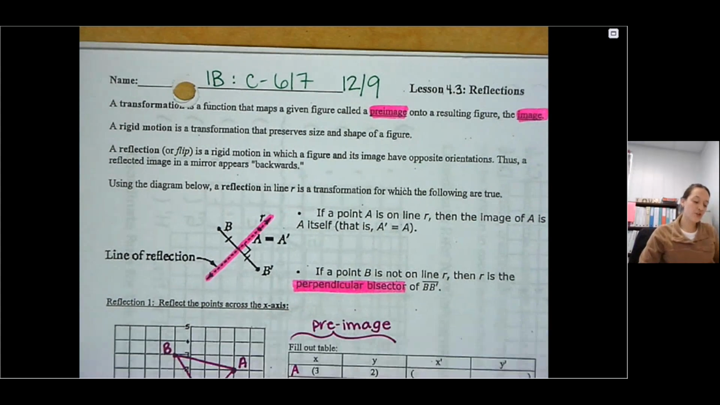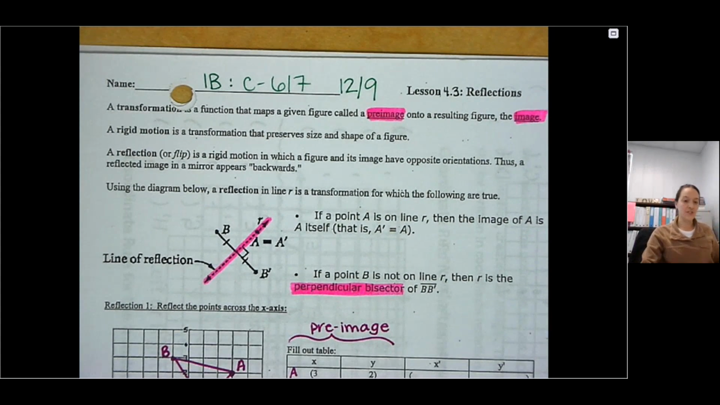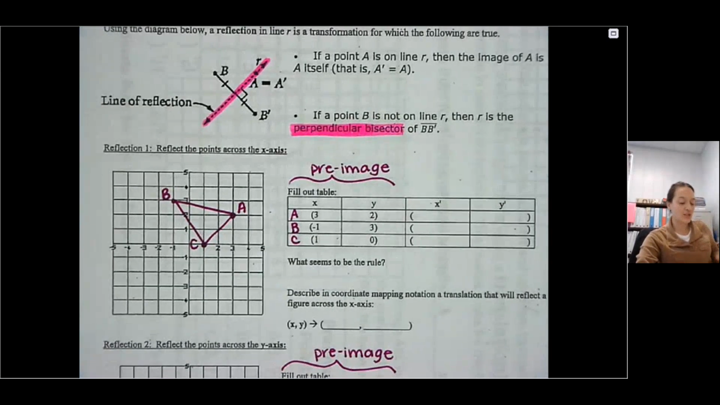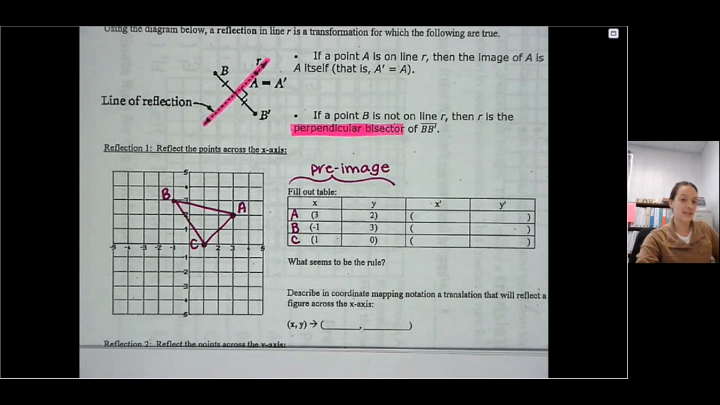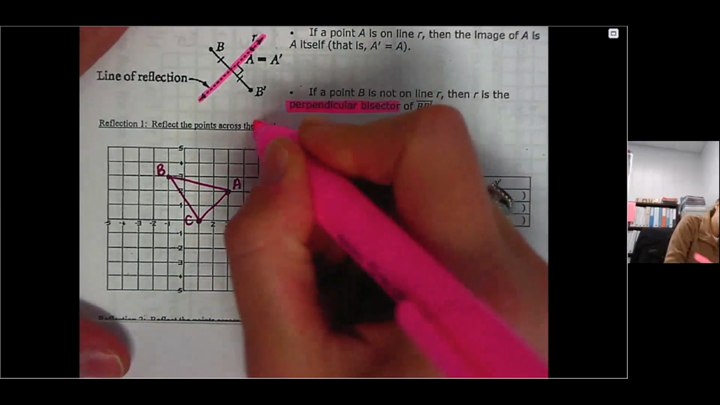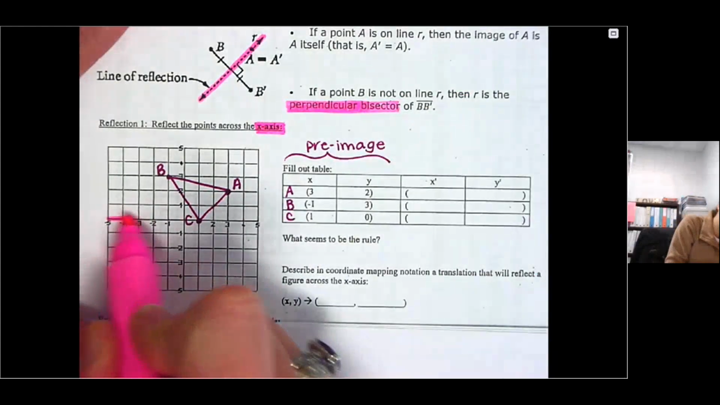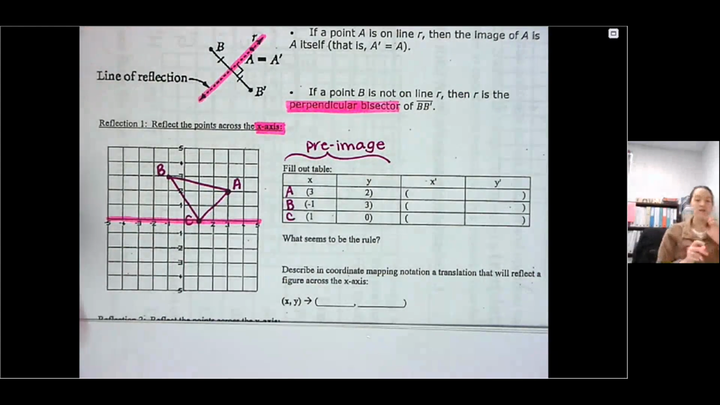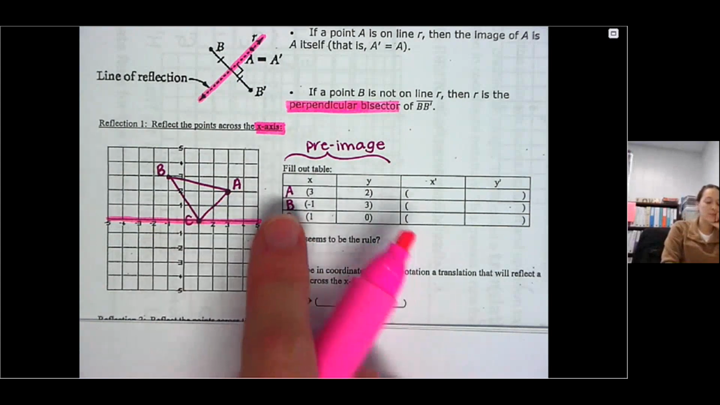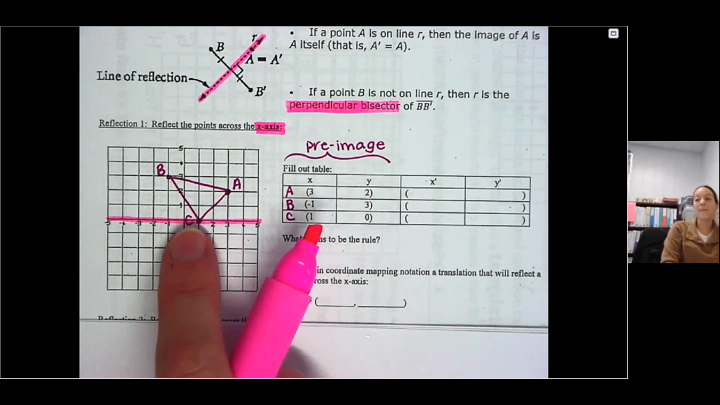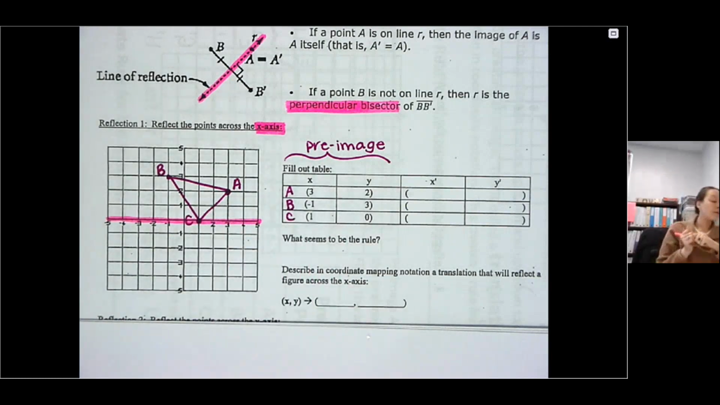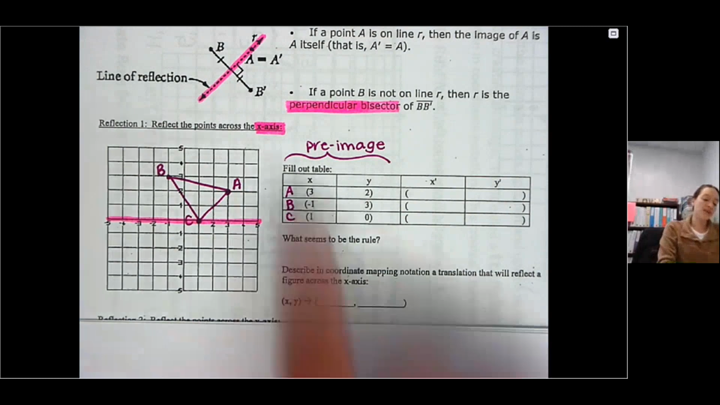Okay, so our first reflection, which I've already graphed, is going to reflect across the x-axis. I'm going to start by just highlighting my reflection line. So here's my x-axis. This picture right here is called my pre-image, and I labeled it as points A, B, and C. This is where I am beginning before I do any type of reflection. From here, I'm going to reflect it across this x-axis.